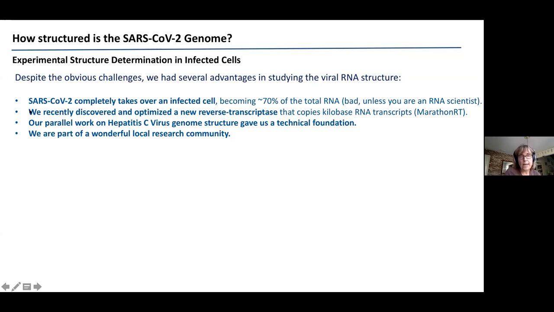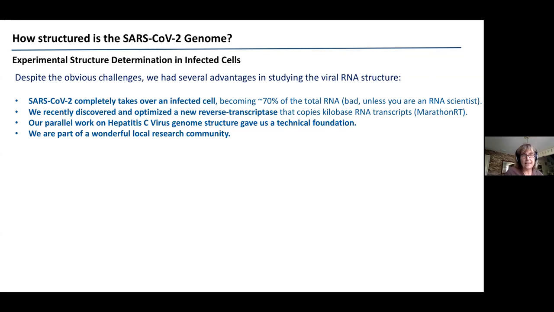One advantage we had in undertaking the study is that SARS-CoV-2 completely takes over an infected cell. It becomes about 70% of the total RNA that you isolate from that cell, which is pretty awful unless you're an RNA biophysicist and you want to study structure, because then you have a lot of RNA to work with.